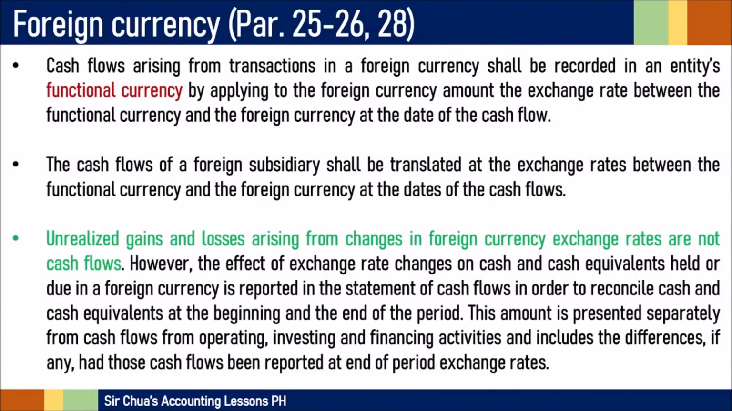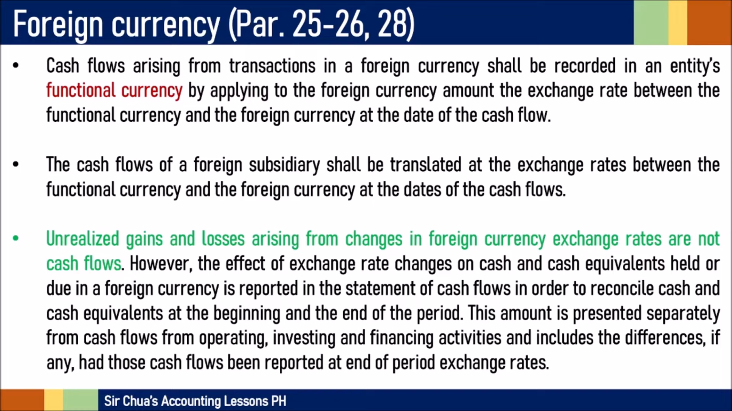Now, cash flows arising from transactions in a foreign currency shall be recorded in the entity's functional currency by applying the exchange rate applicable at the time of the cash flow. The cash flow of a foreign subsidiary shall be translated at the exchange rates between the functional currency and the foreign currency at the dates of the cash flows.